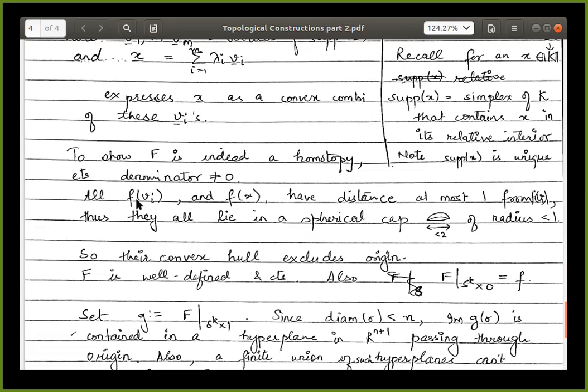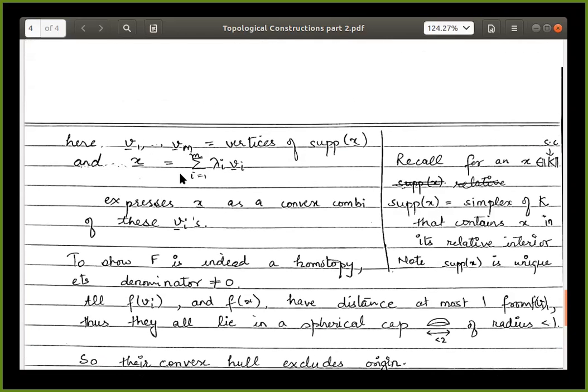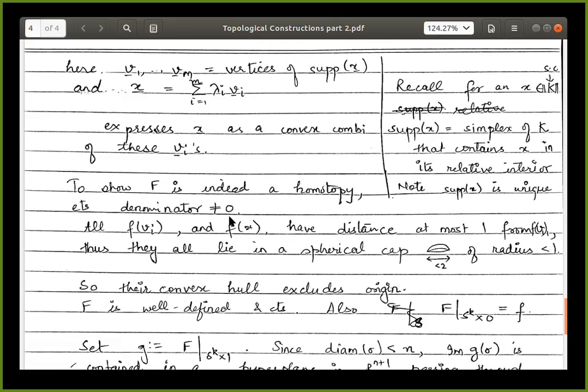So you come here and see that, since x lies in the convex hull of these vi's, right? This is the reason. x lies in the convex hull of the vi's, and the diameter of this support is less than epsilon. Therefore, each of these vi's and x are at a distance of less than epsilon from each other, and thus their images f(vi)'s and f(x) are at most at a distance of 1 from f(v1), and thus they all lie in a spherical cap which has radius less than 1.